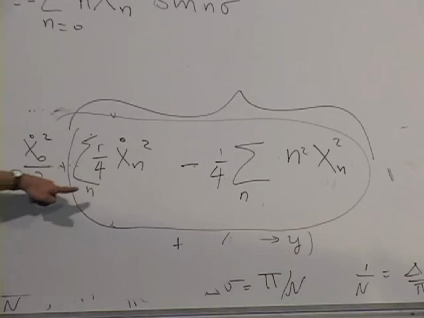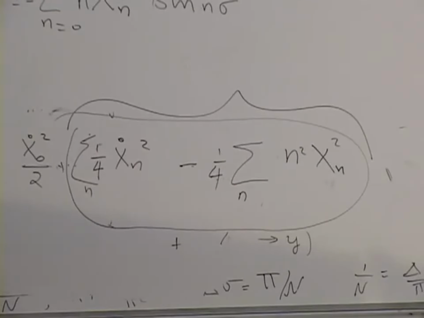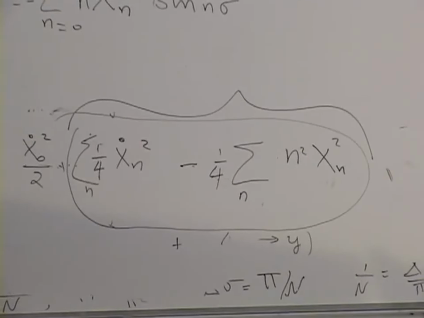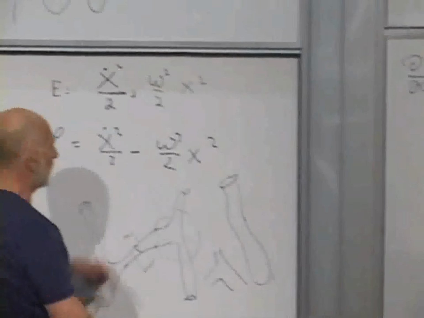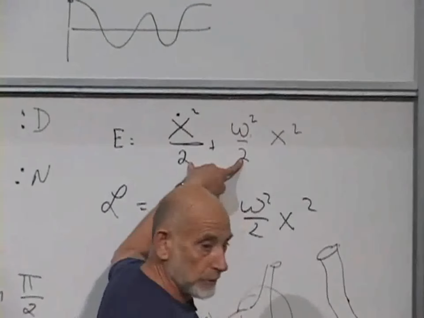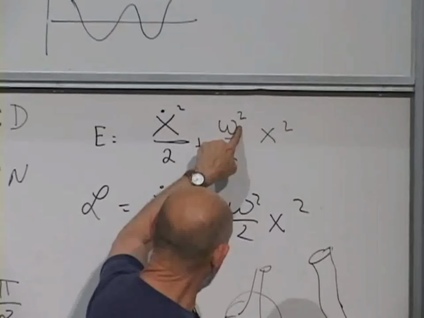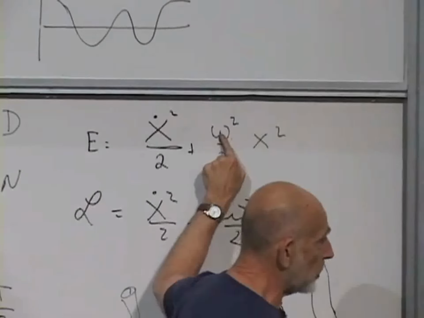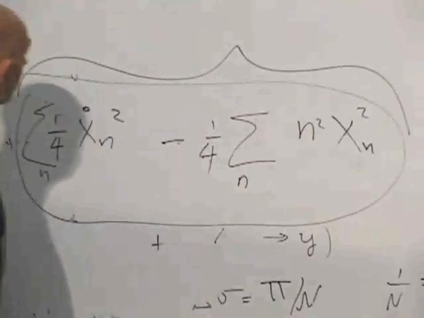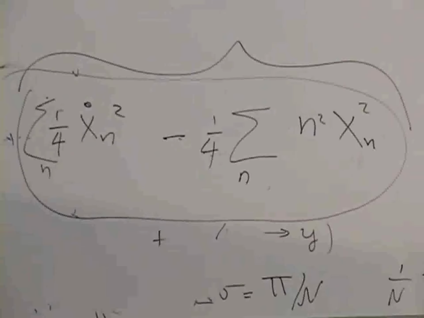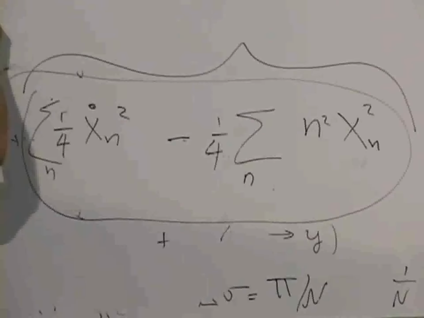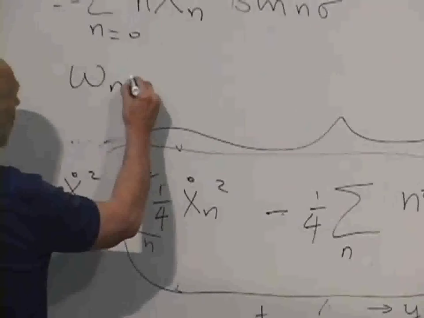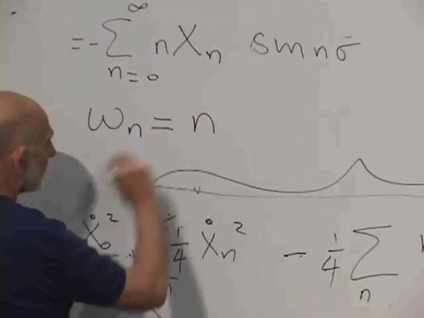What's the frequency of each one of these oscillators? What's the frequency of the nth oscillator? Yeah, n. You can read that off from here. It wouldn't change if you put a 4 here. The frequency would still be the same, as long as you put it in both places. Omega is the frequency, and omega squared is the coefficient of x squared. Here's the coefficient of x squared, and so we can write, there's a collection of oscillators, each one with a frequency omega n equal to n.